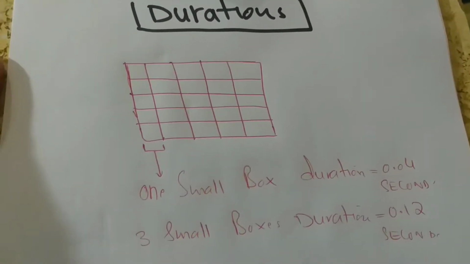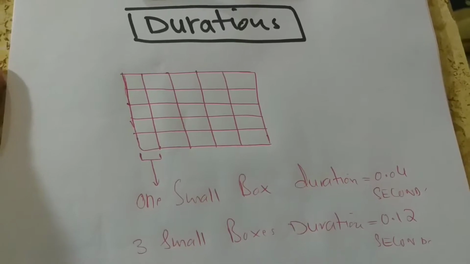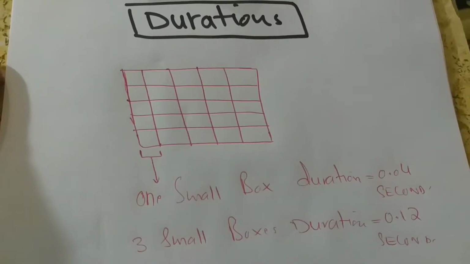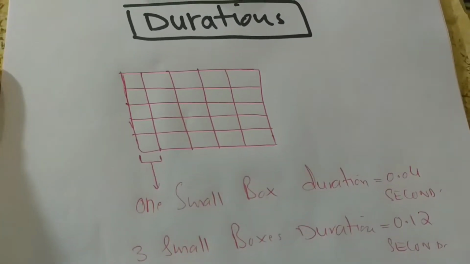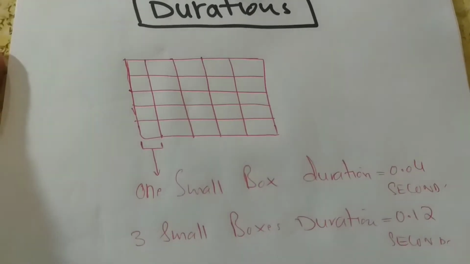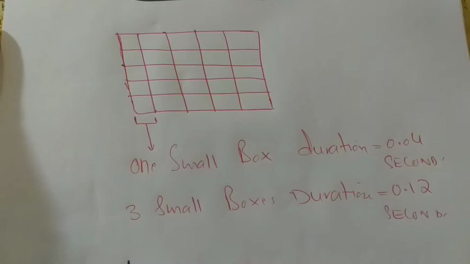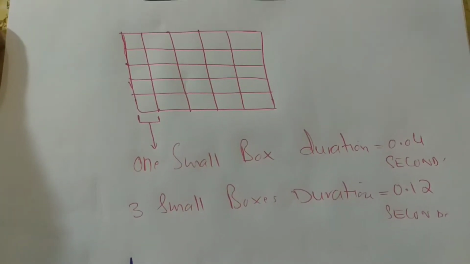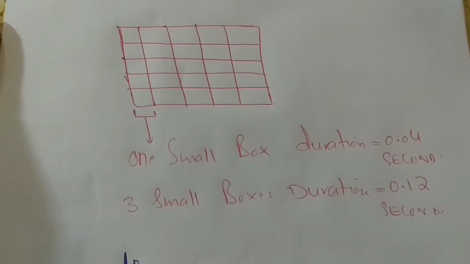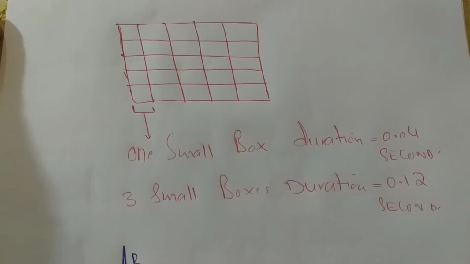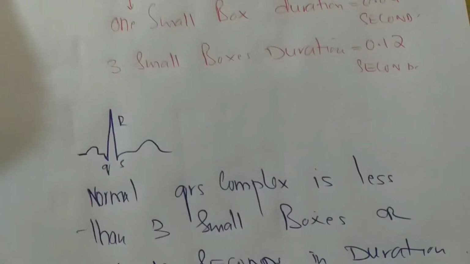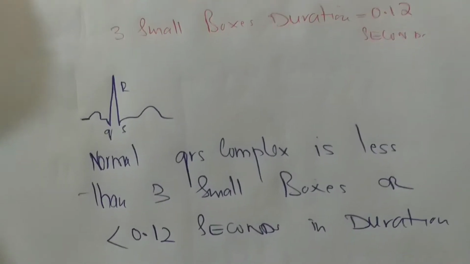So whenever we are looking at ECG paper, we should have an idea of the duration of one small box, the duration of three small boxes, and the duration of one large box, and what it means if the duration of the QRS complex is more than the narrow QRS. The duration of one small box is 0.04 second, and the duration of one large box, which has five small boxes, is 0.20 second. The duration of two small boxes is 0.08 second, and the duration of three small boxes is 0.04 times 3, that would be 0.12 second. Normally the QRS complex is always less than three small boxes, or less than 0.12 second in duration.